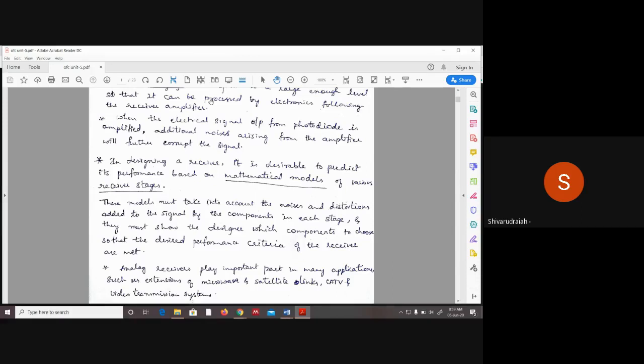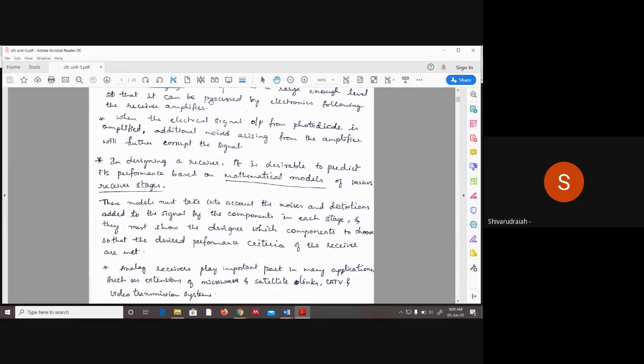Okay, at each stage one has to take into account these noises and distortions that are getting added into the original information signal. And these models must also allow the designer to choose which components to use. That means these mathematical models must allow the designers in choosing the appropriate components so that the desired performance criteria is being met at the receiver section.